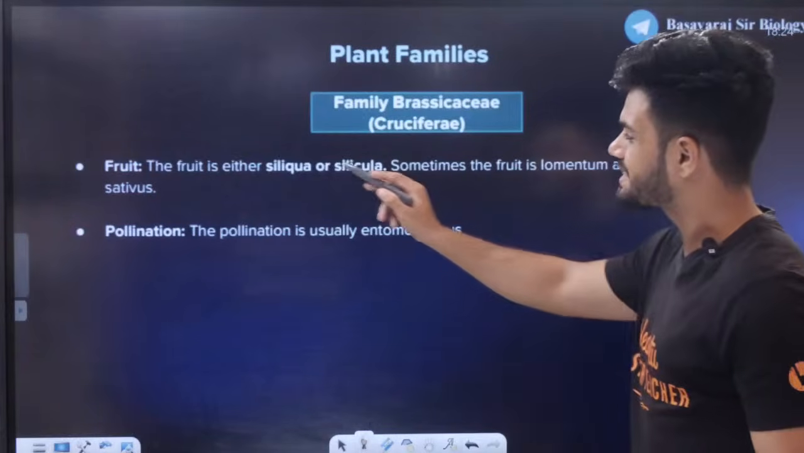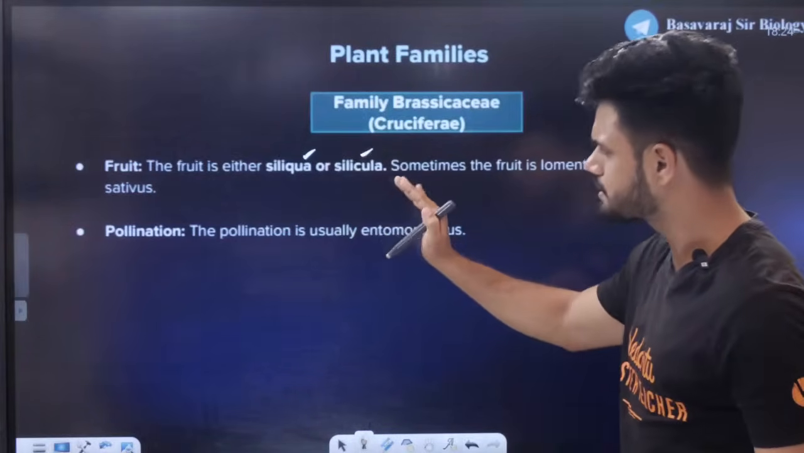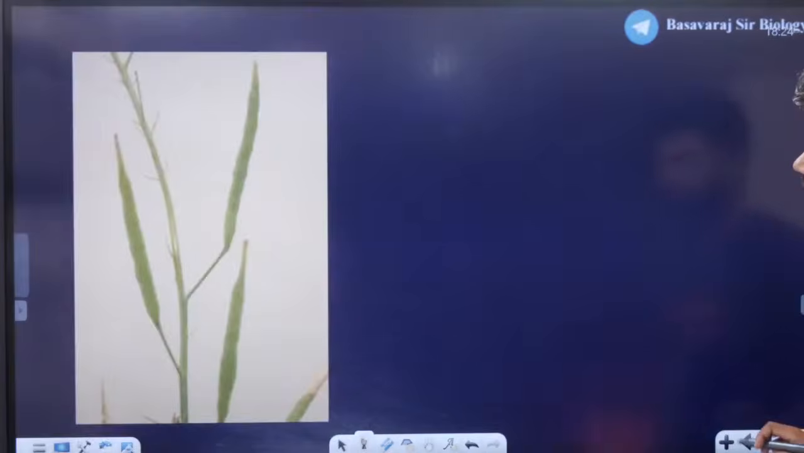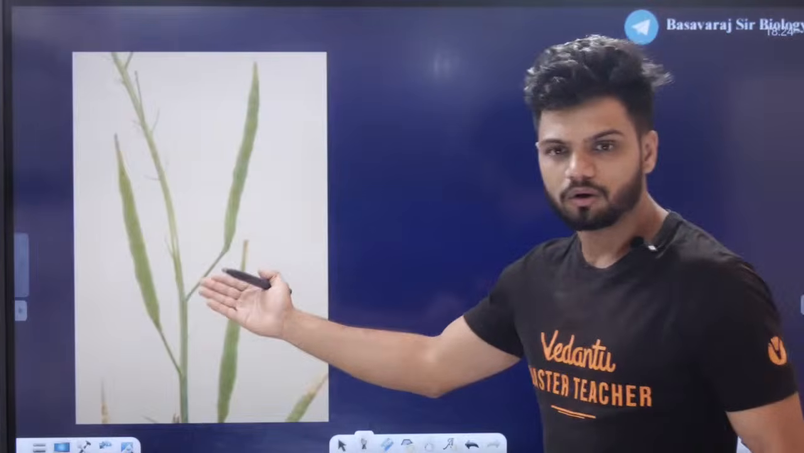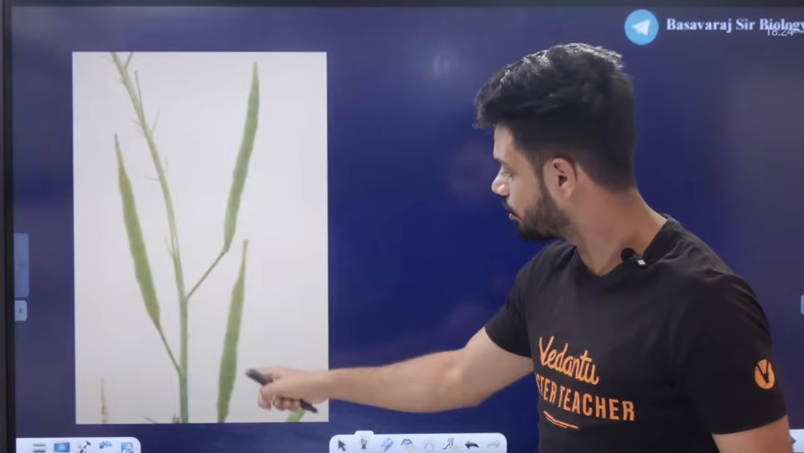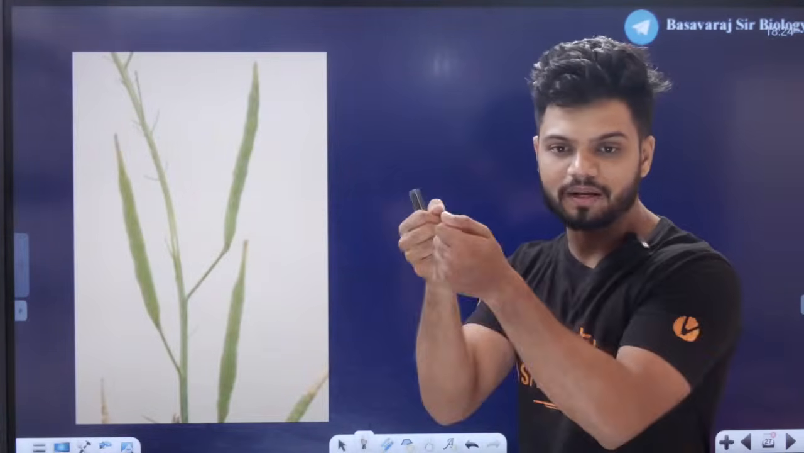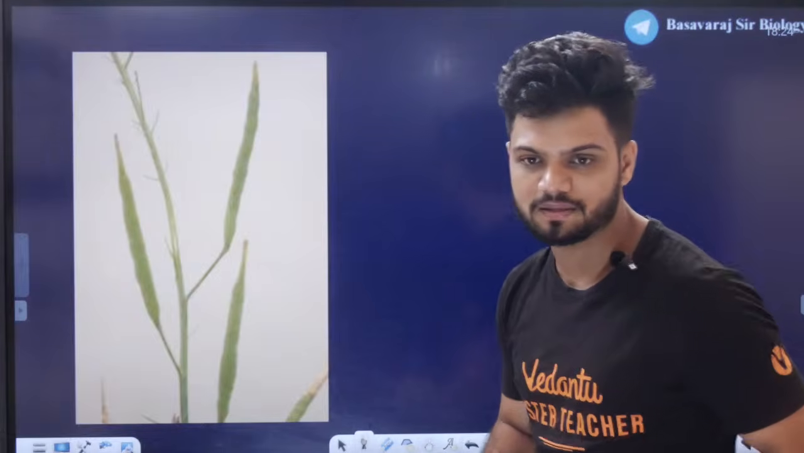The fruit is called siliqua or siliquilla. They will not ask you this. Now, this is the fruit actually. You might have seen this on the roadside, these long fruit-like structures which you open and see.